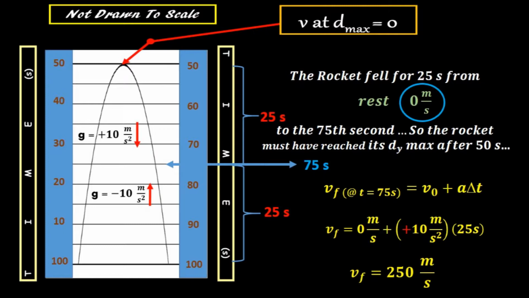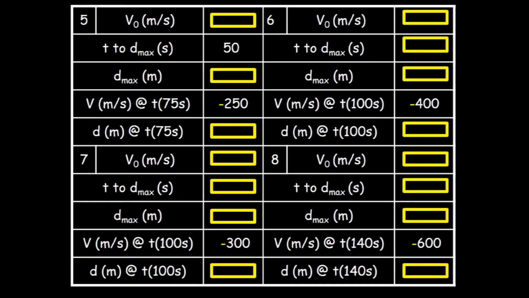So therefore, it's going 250 meters per second because it's falling what? So it must be falling for the 75th second. So the rocket must have reached its dy max after 50 seconds. So that's 50 seconds. You see that? Now if it was rising for 50 seconds, what do I do next? Do I do V naughts? What do I do? Anybody? It reached its D max at 50 seconds.